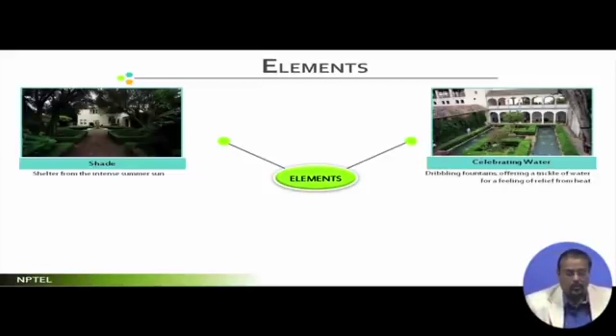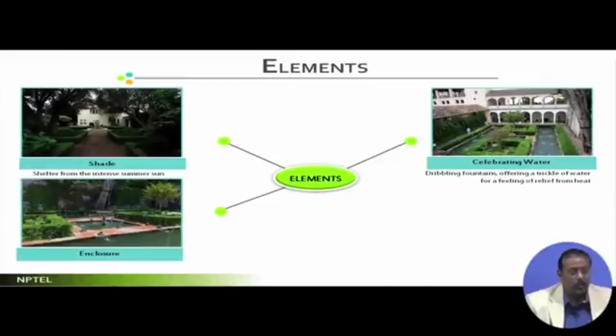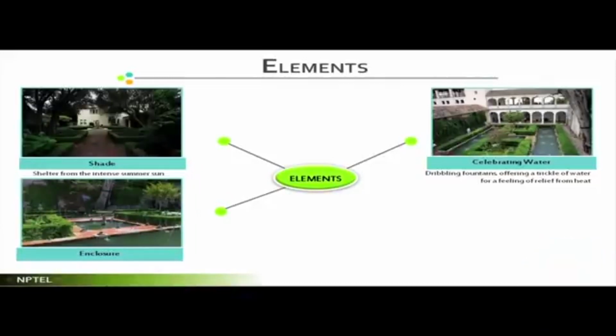So dribbling fountains offering a trickle of water for a feeling of relief from the heat. That's the kind of thing that they have created. They have also created enclosures in which there are small fountains, with small shrubs. If you watch these very carefully, you will find that in the landscaping, the vegetation that they have used is very subdued. In Spanish landscape style, they did not use extensive vegetation. It is always subdued, low height, just enough.